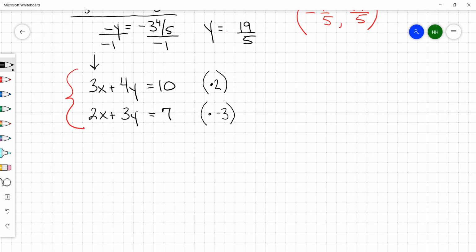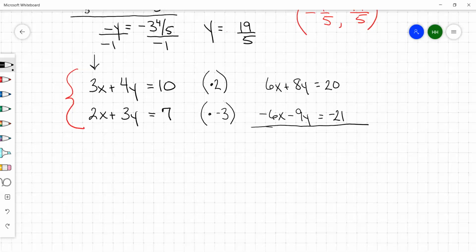So let's distribute on the top. 3x times 2 is 6x, plus 4y times 2 is 8y, and that's equal to 10 times 2, which is 20. 2x times negative 3 is negative 6x. 3y times negative 3 is negative 9y. And 7 times negative 3 is negative 21. Now you can combine these two equations. Your x's cancel out. So 8y minus 9y, that's negative y, equals 20 minus 21 is negative 21, and you can divide both sides by negative 1. So y equals 21.